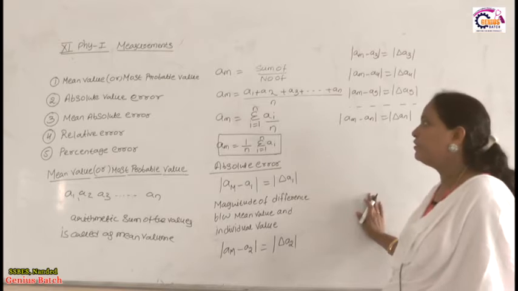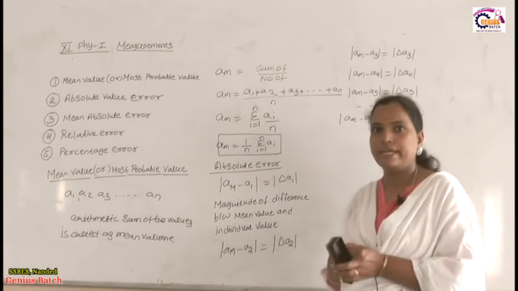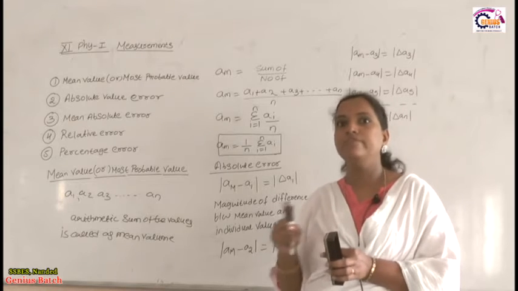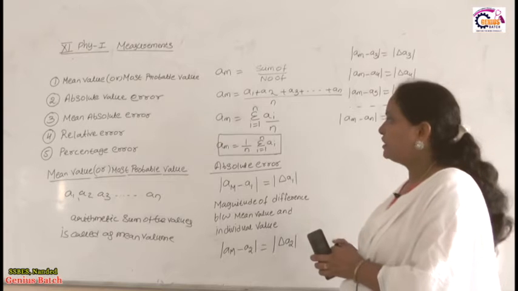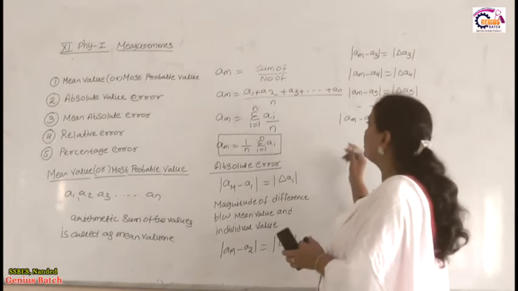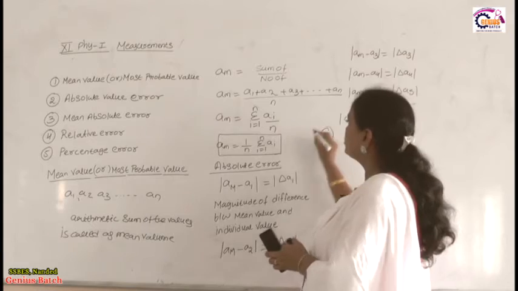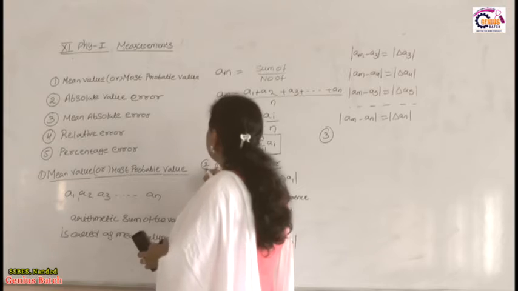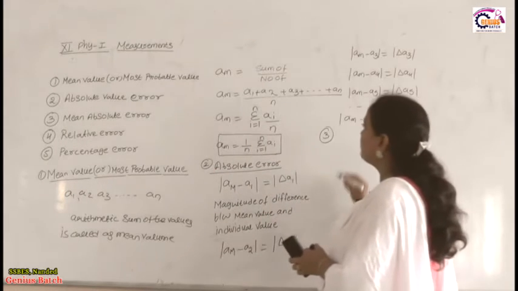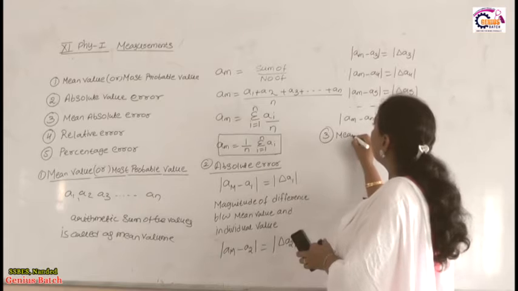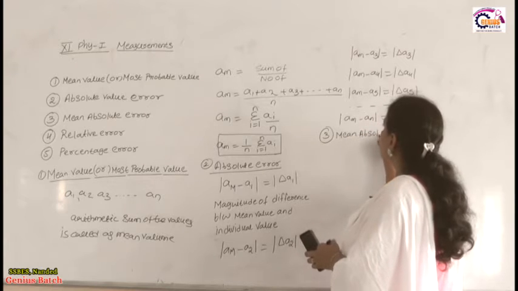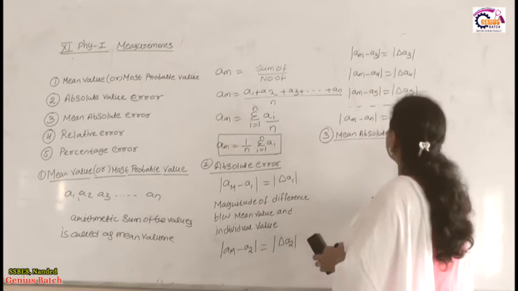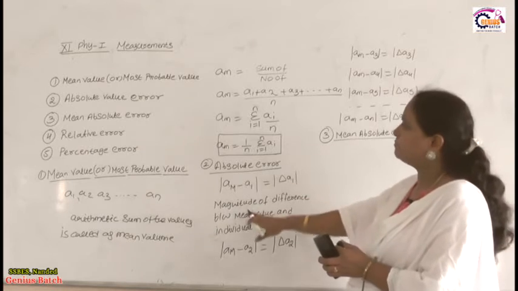So once again, absolute error is the difference between the mean value and its individual value. Now coming to the third step. The first step is the mean value, the second step is the absolute error, and the third step is the mean absolute error. Mean absolute error is nothing but the average of these absolute errors.